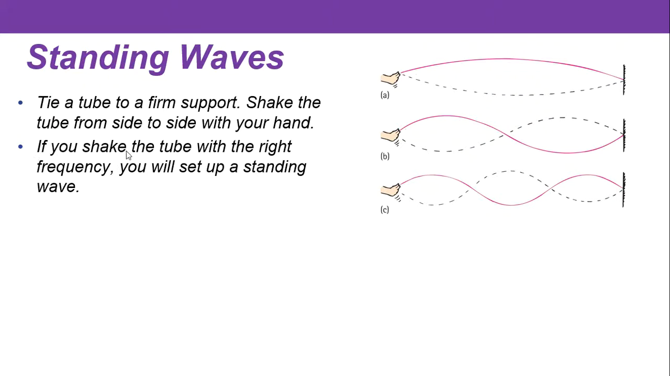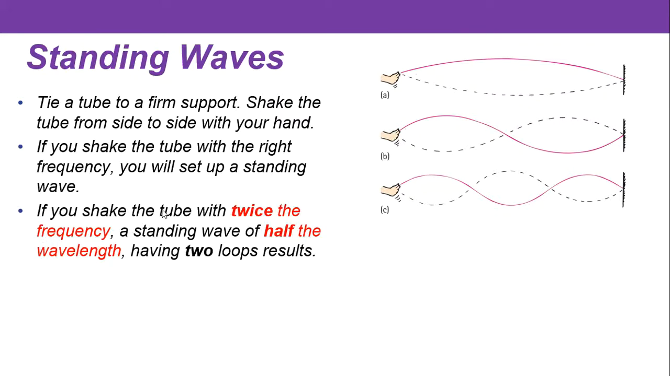But if you shake the tube at the right frequency, you can set up a second mode of vibration. So this is like the first harmonic, the second harmonic, the third harmonic. In each case, you have to oscillate this at just the right frequency. Otherwise, the standing wave will not be set up. If you shake the tube with twice the frequency, if you double the frequency right here, then the wavelength is cut in half.